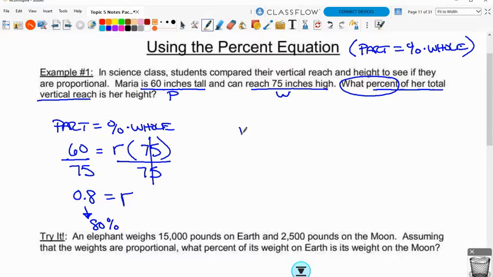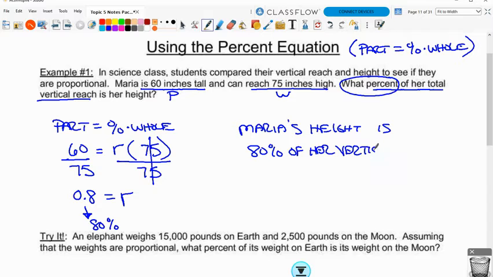So we can say now that Maria's height is 80% of her vertical reach. Maria's height is 80% of her vertical reach.